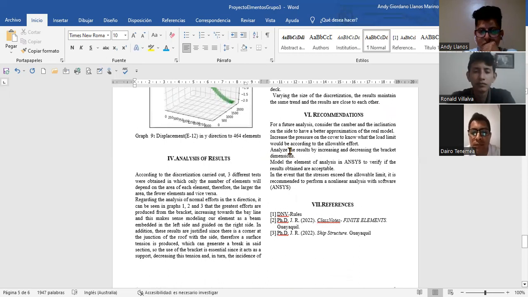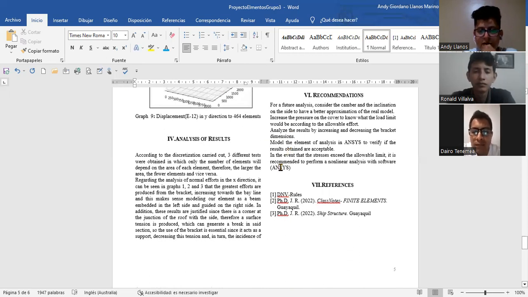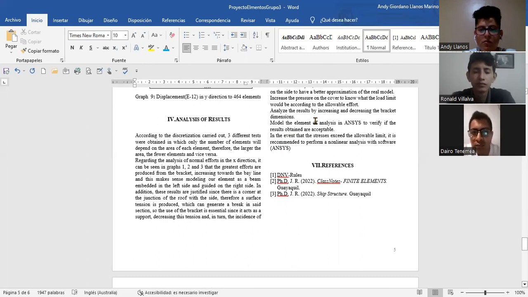For recommendations, for a future analysis, consider the camber and the inclination of the side to have a better approximation of the real model. Increase the pressure on the cover to know what the load limit will be according to the yielding stress. Analyze the results by increasing and decreasing the bracket dimensions, and model the element of analysis in another program to verify if the results are acceptable. And finally, in the event that the stress exceeds the allowable limit, it is recommended to perform a non-linear analysis with ANSYS software.